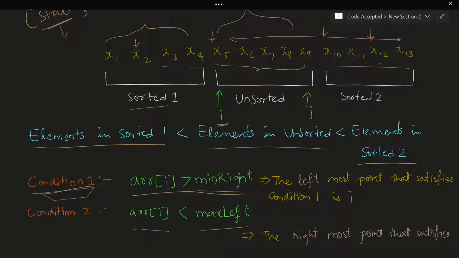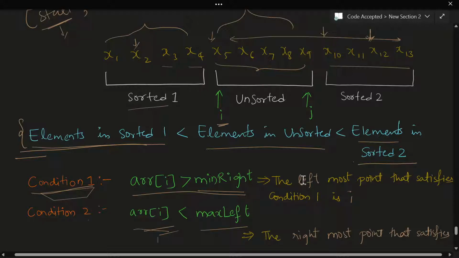x12 will be definitely greater than elements towards its right. Take a look at this condition. Elements in sorted 1 less than elements in sorted 2 less than elements in unsorted less than elements in sorted 2. So none of the elements from sorted 1 and sorted 2 can satisfy condition 2.